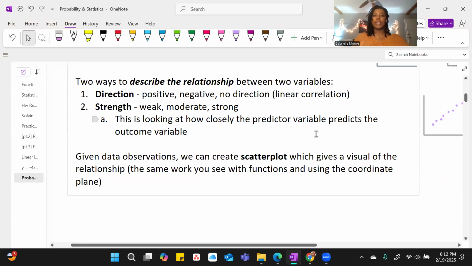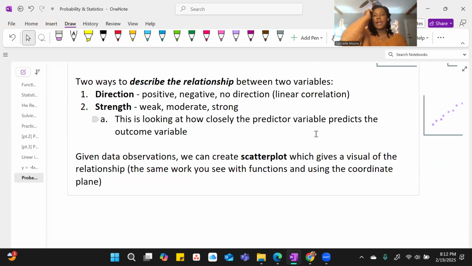And so whatever's happening, if there's a relationship, we're going to describe it two different ways. We're going to look at the direction, right? Is it positive? Is it negative? Or maybe there is no real, clear direction, meaning there's no relationship. The other thing we'll look at is the strength of the relationship.